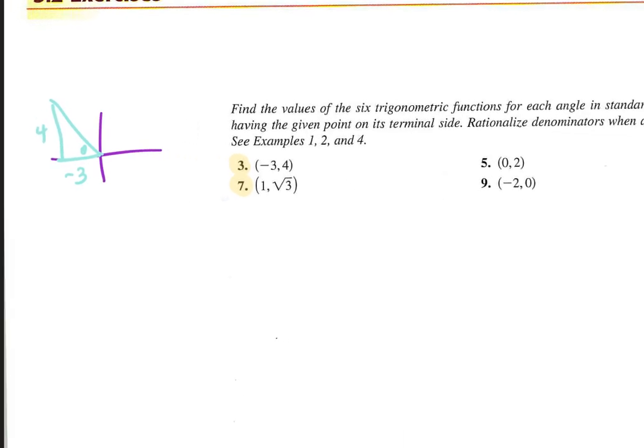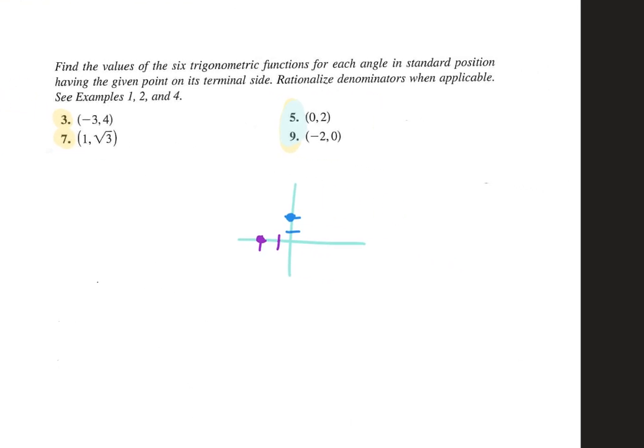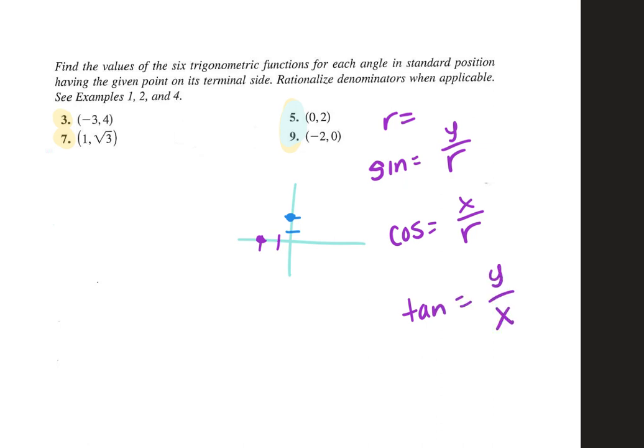5 and 9 are different because they are quadrant angles. They are going to fall on the axis. So whether it's 0, 2, or -2, 0, they both fall on the axis. So you have to find what your radius is. You could literally count. And then you have to do the sine is the y over the r, the cosine is the x over the r, and the tan is the y over the x. That's 5 and 9 are like that.